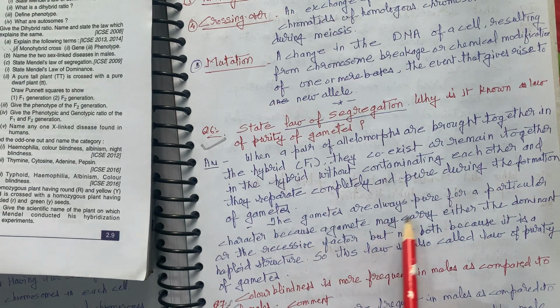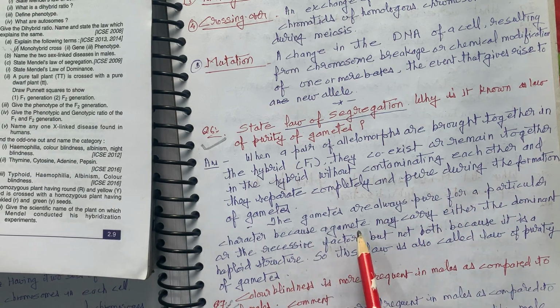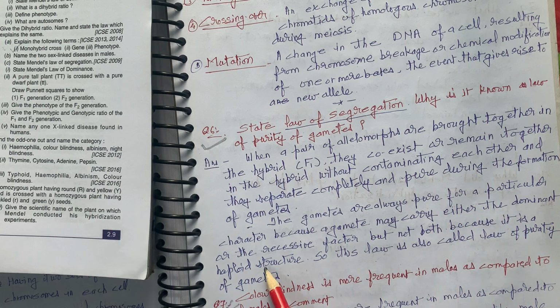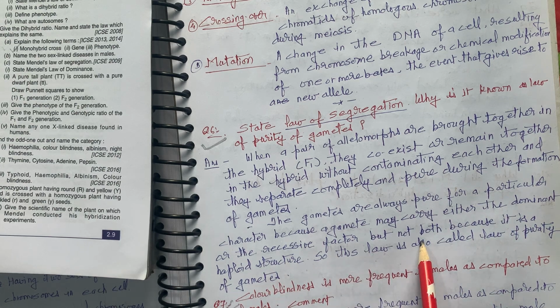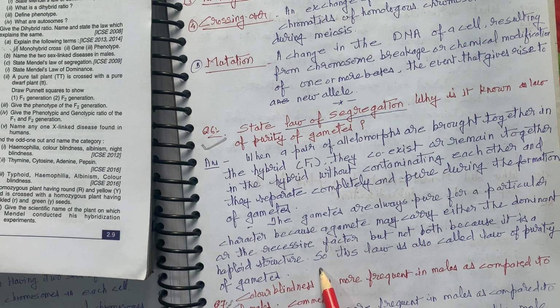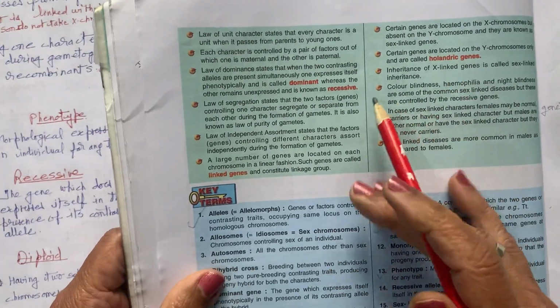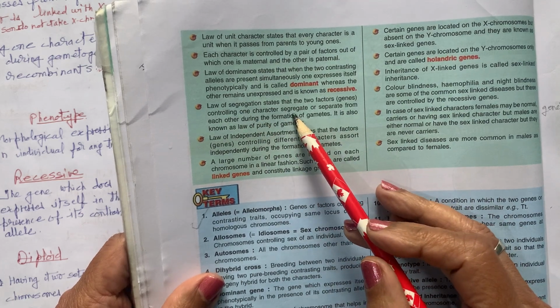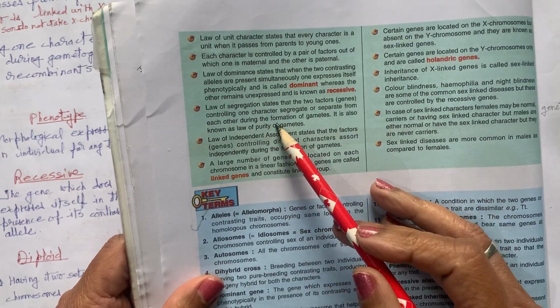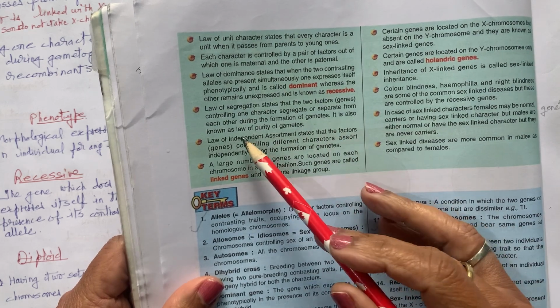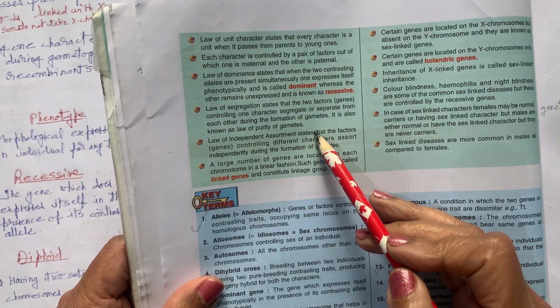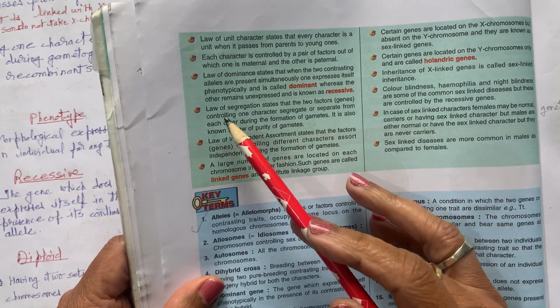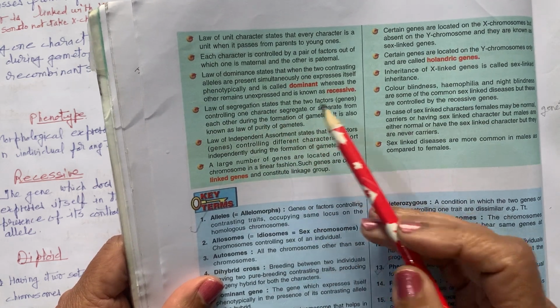The gametes are always pure for a particular character because a gamete may carry either the dominant or the recessive factor, but not both, because it is a haploid structure. So this law is also called law of purity of gametes. Law of purity of gametes or law of segregation, they are one and the same thing.